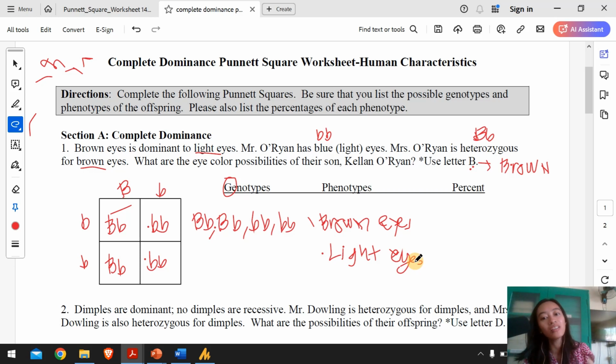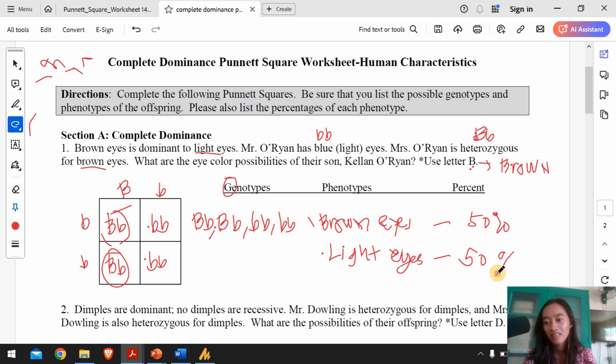Okay, percent. Their percentage. For brown eyes, how many have brown eyes? 50, since there are two. That's percent, guys. Then how many have light eyes? 50, because it's also two.